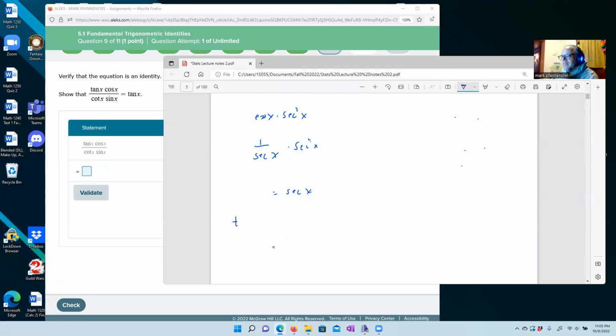Okay, so here we have tan x over cotangent x times cosine x over sine x. Now I don't really know what they want us to do with this.